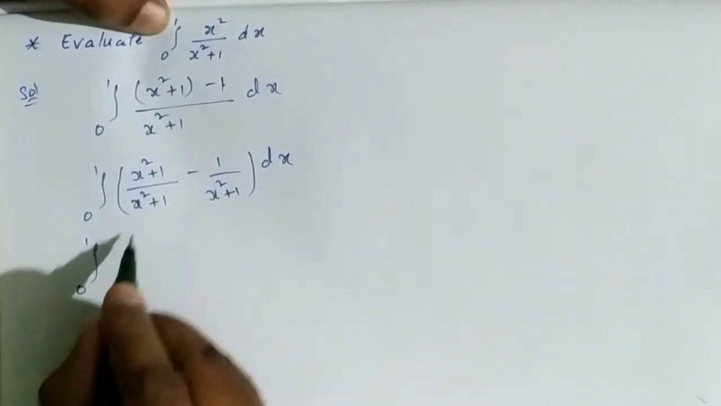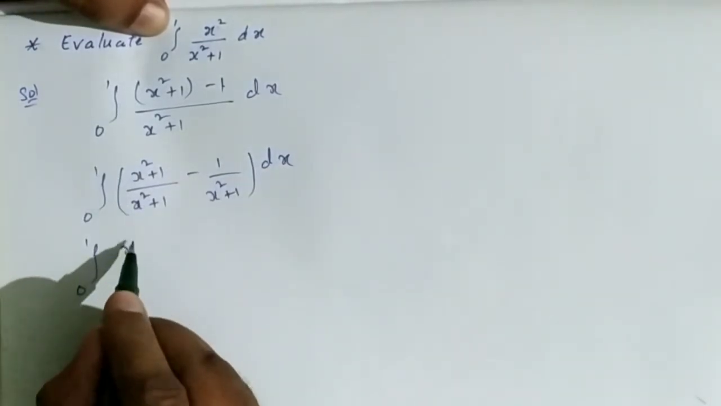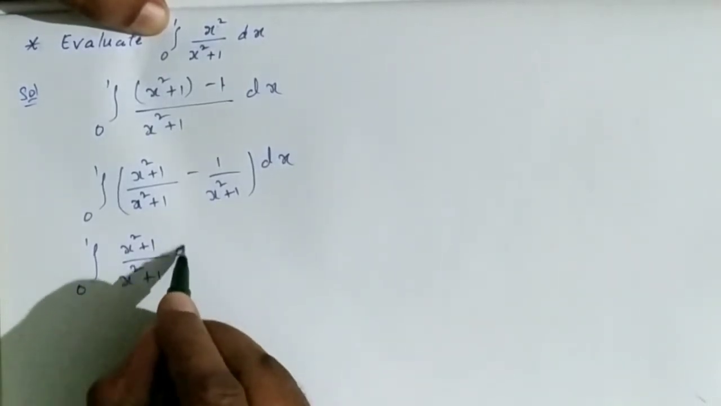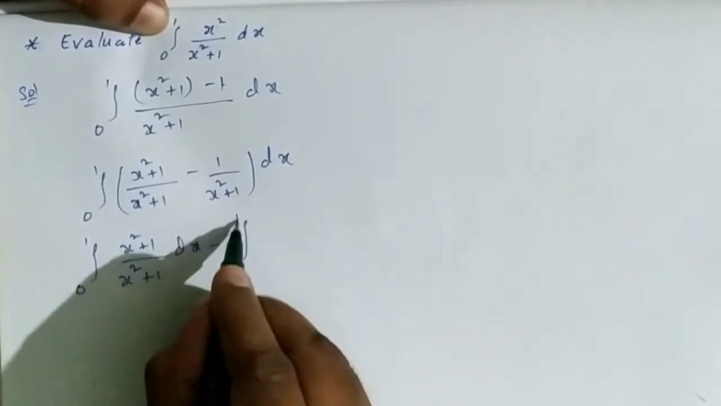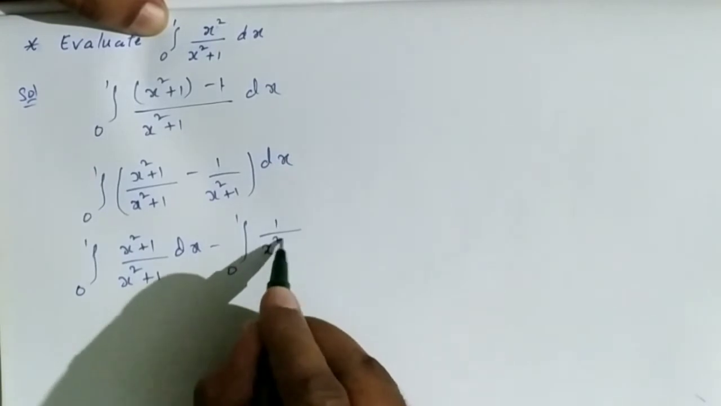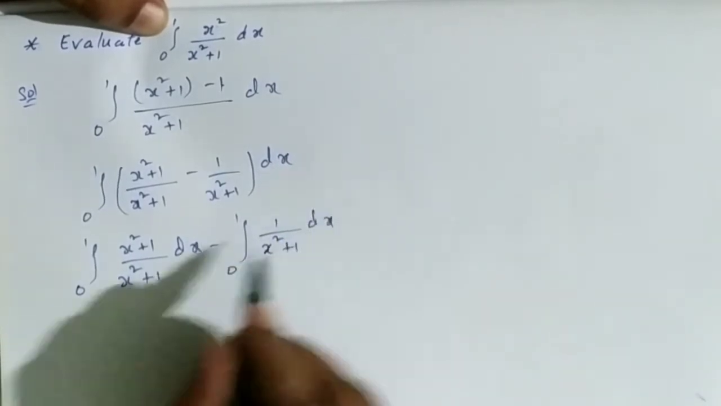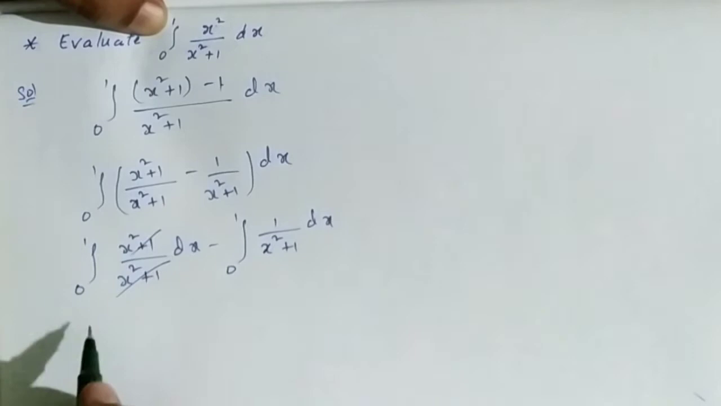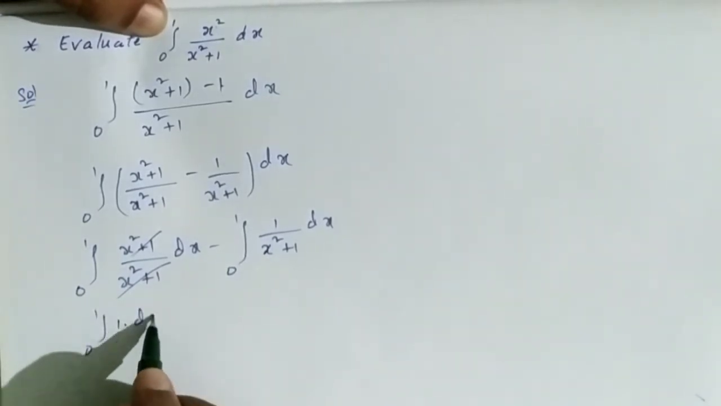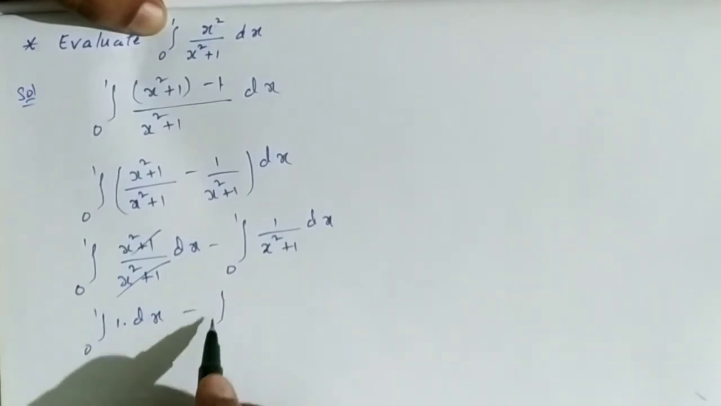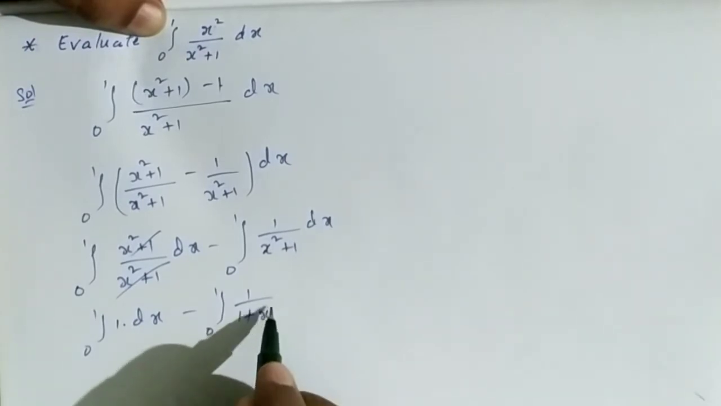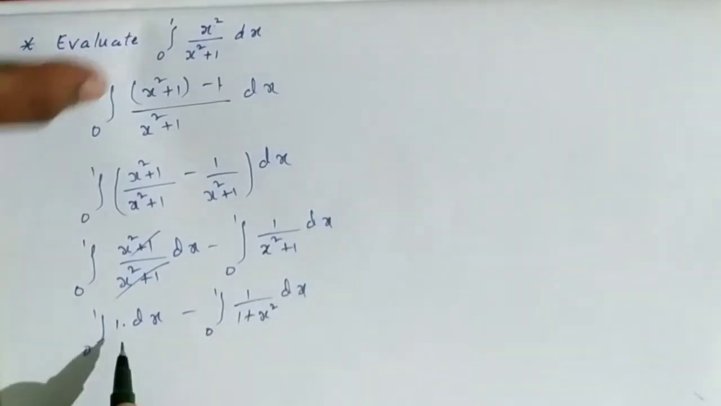The integration from 0 to 1. I am writing individually, x square plus 1 by x square plus 1 dx, minus the integral of 1 by x square plus 1 dx. Here the first one is 1, so the integral of 1 into dx, and the second is 1 by 1 plus x square dx.